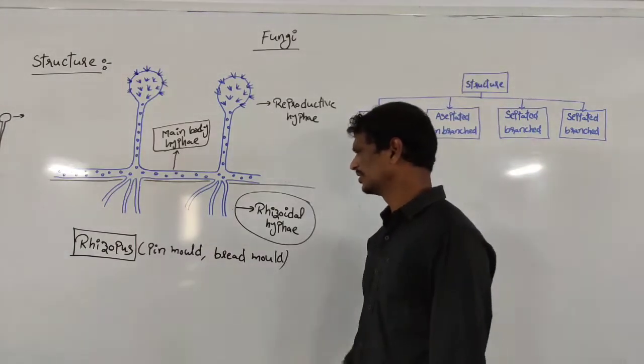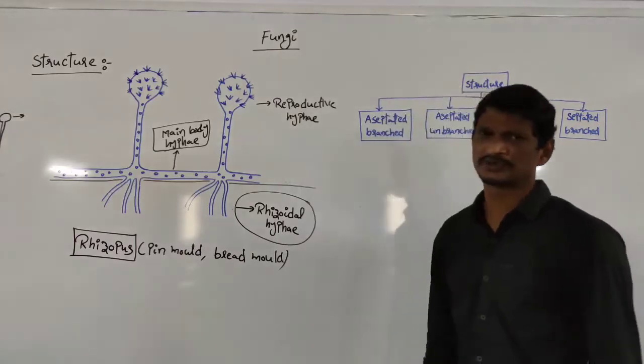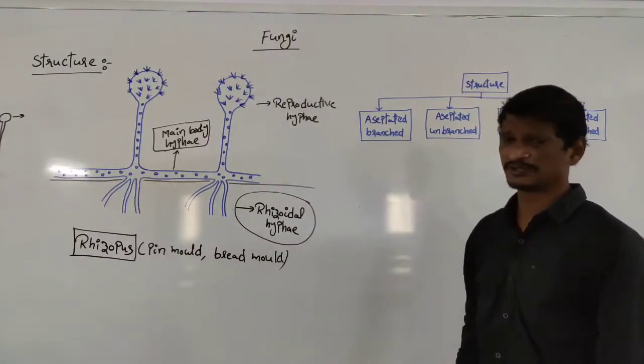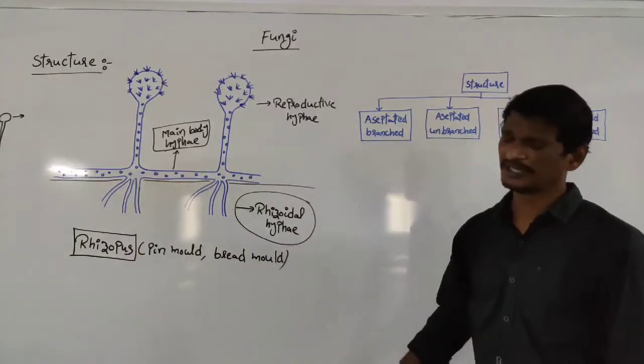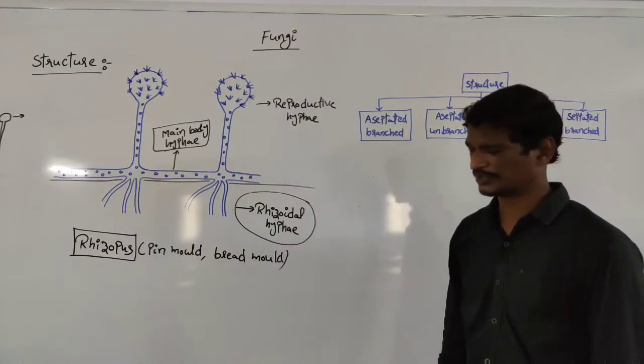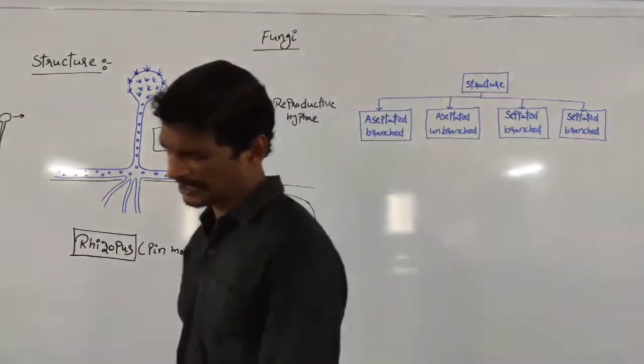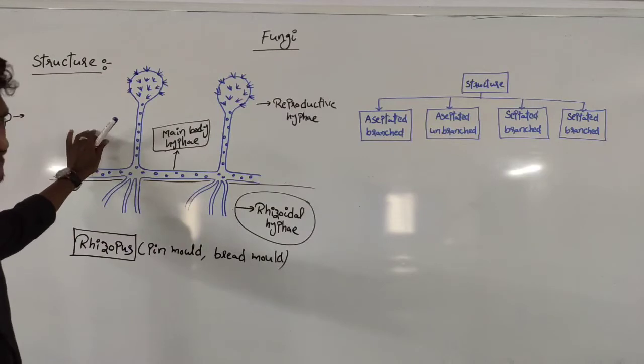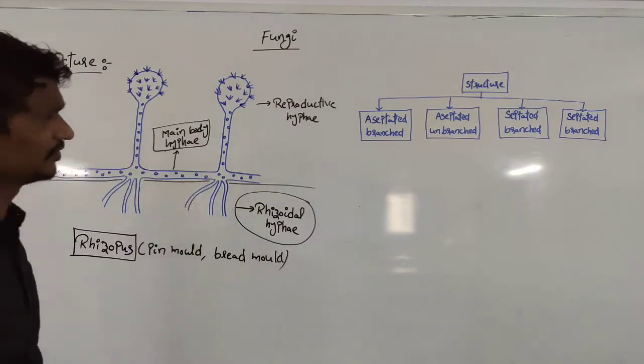This is pin mold, and this one is also called bread mold. Right? So that is about the reproductive hyphae. That is about the hyphae and types of hyphae. That is about the complete structure of the Rhizopus fungi. And coming to the next one.